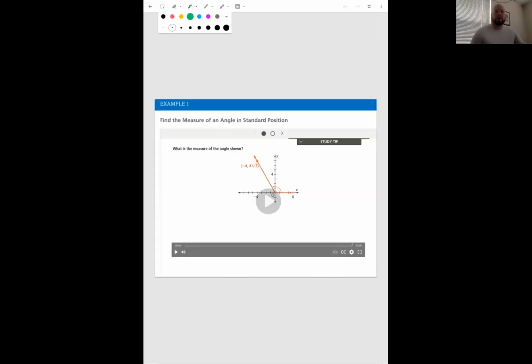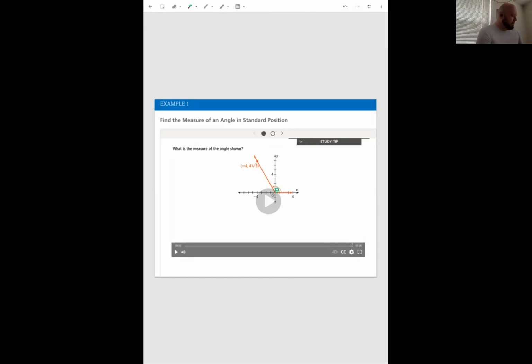Okay, so now we're looking at example 1. Example 1 says that we need to find the measure of an angle in standard position. The question says, what is the measure of the angle shown? You can see that we have an angle here, and I'm going to draw on here and make this a little bit heavier so you can see it better. Our angle theta is this angle in here.